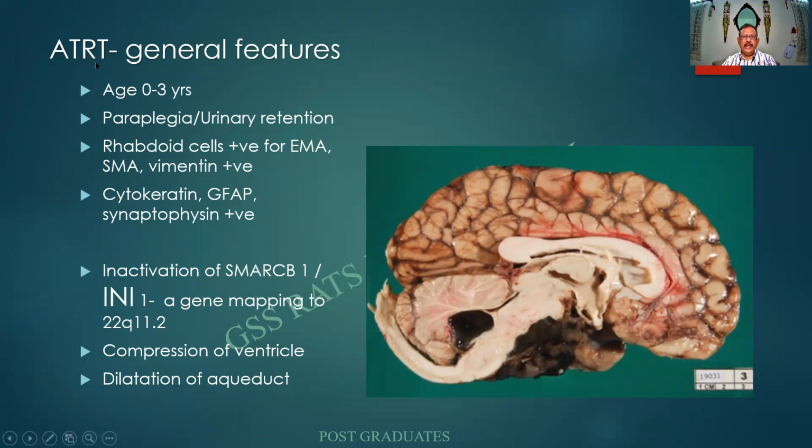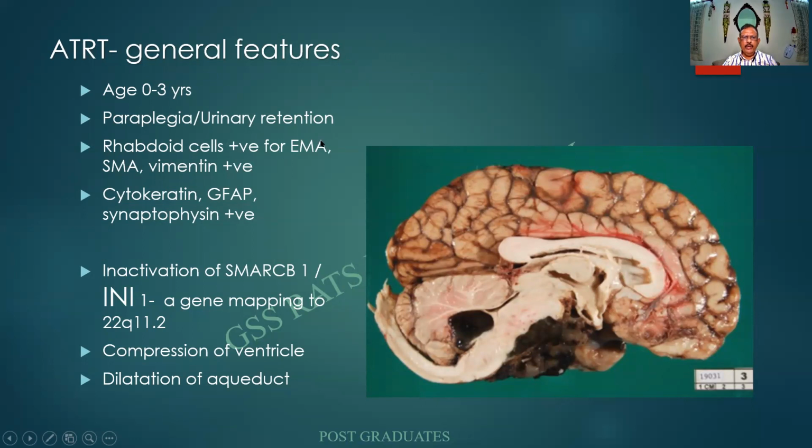And hence the name ATRT, atypical teratoid as well as rhabdoid tumor. Hence the name ATRT, it is important. Age: most of these tumors are found in children, and you may be given such a history in your examination when such a slide is being given. 0 to 3 years or so. Since there are pressure effects, there can be paraplegia, there can be urinary retention. Also, there can be a history of convulsions.